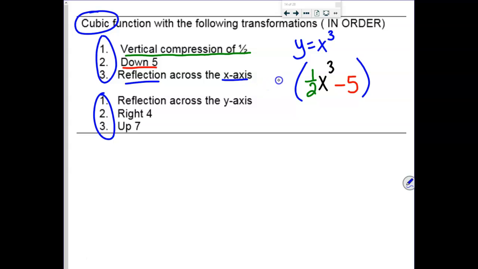Parentheses. Very good. Boom. So if the reflection happens after everything else, it has to be applied to everybody. And I wouldn't bother distributing it and being like, here's my new answer. I would just stop here. You can distribute it though.